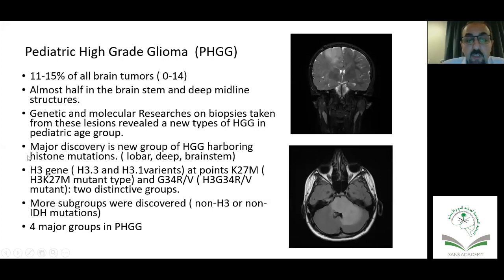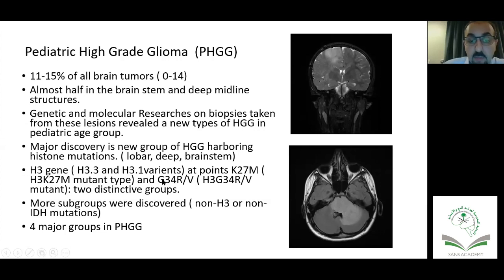So what they found, the majority of these patients, especially in the midline, is that they have this special gene. It's called H3 gene mutation, and they have two variants. At a point of this gene mutation, they found a mutation in this area, and they called it K27M. So H3K27M mutant type. It's a new entity now.